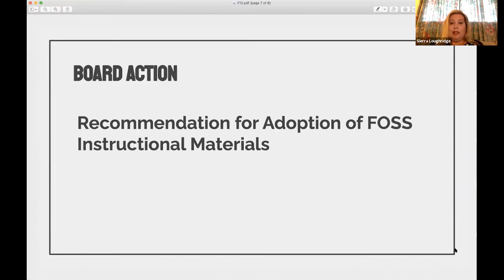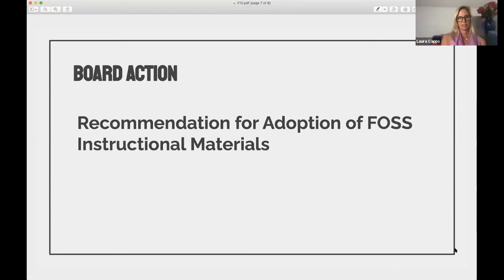So I'm here to answer any questions about the FOSS Science curriculum and really recommend wholeheartedly that we take this forward as an adoption, and that we use this format of getting instructional council, opportunities for teachers to give input, and the community to give input to bring forward other adoptions in the future. So with that, I'll turn it back over to the board for questions.